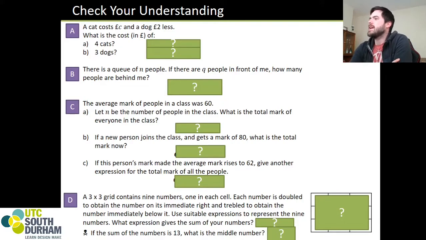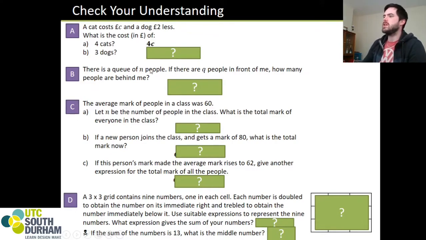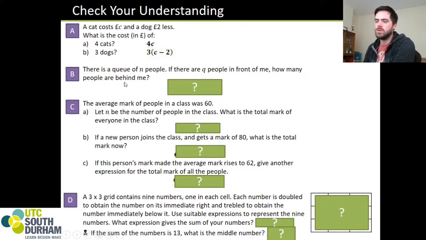We have cats costing £C and a dog costing £2 less. The cost in pounds of 4 cats, that would have to be 4C. The cost of 3 dogs, well, if a cat costs C pounds, then a dog is C minus 2. So 3 lots of C minus 2, if you wanted to expand those brackets, would be 3C minus 6.